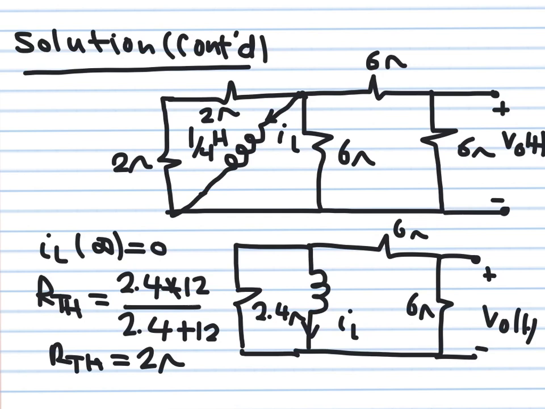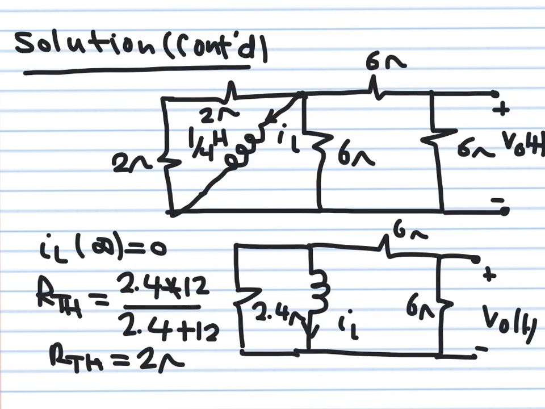Now, we know the initial current. We already calculated this initial current from the previous slide. Now we have also determined that the steady state current is equal to 0. For the Thevenin resistance seen between the inductor terminals, you have to create an open circuit between these two terminals here, and then find the Thevenin equivalent.